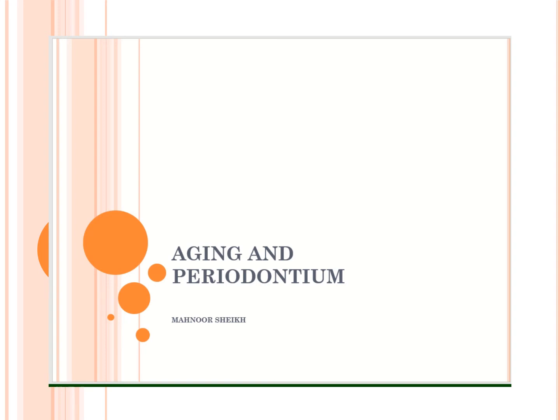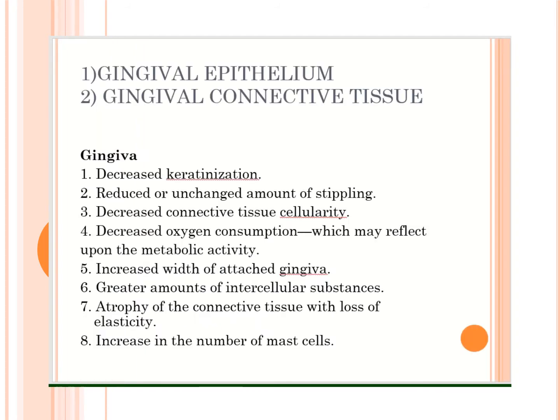Today's topic is discussing how aging affects your periodontium. Your periodontium has four main components: the gingiva, the cementum, the PDL, and the bone. The first being the gingiva. So now in the gingiva, we have gingival epithelium and we have gingival connective tissue.